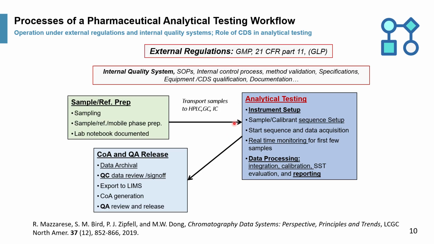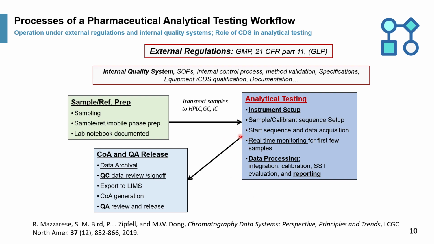Now, some of these functions are actually performed on the CDS, such as instrument setup using a method, setting up a sequence of sample and calibration vials, starting the sequence and starting the data acquisition. Typically, one would look at real-time data monitoring for the first few samples, to make sure everything's working properly. And then when everything's collected, we would do batch data processing in general, meaning integration, calibration, checking system suitability testing results, and definitely doing batch reprocessing to generate reports.